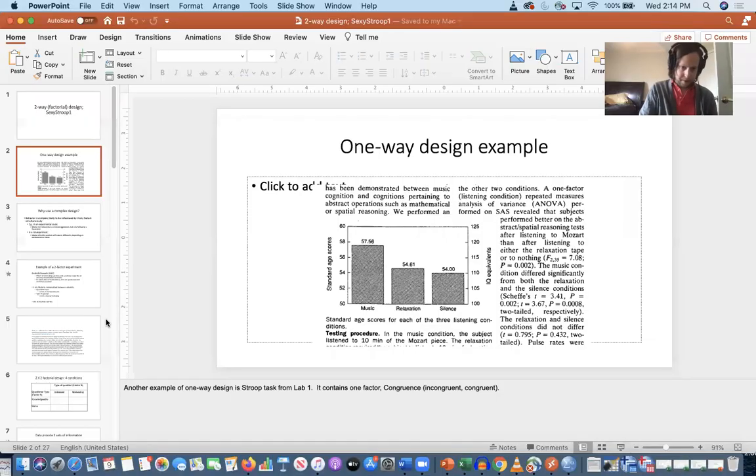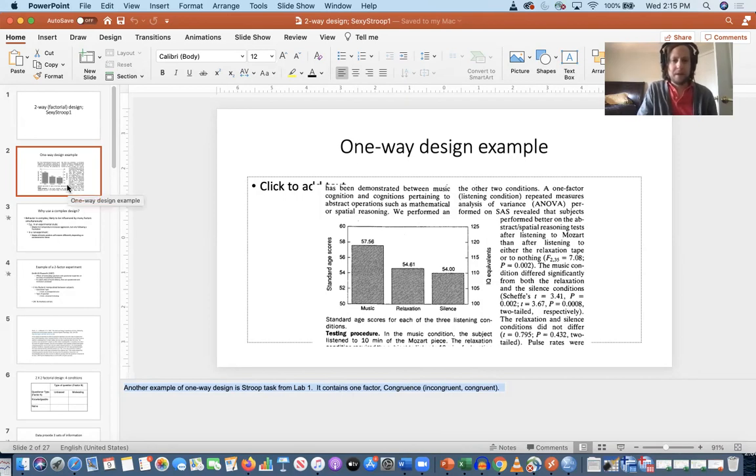Another example, which I've written in the notes portion, is the Stroop task that we did in lab 1, the very first lab, which was another one-way design. That one was a one-way design with only one factor with 2 levels. This one right here is a one-way design, a single factor with 3 levels: 1, 2, 3. In the Stroop task from week 1, we had one factor, congruence, with one level incongruent and the other level congruent. So those are 2 examples of studies, the Mozart study and the Stroop task, where there's only a single factor.